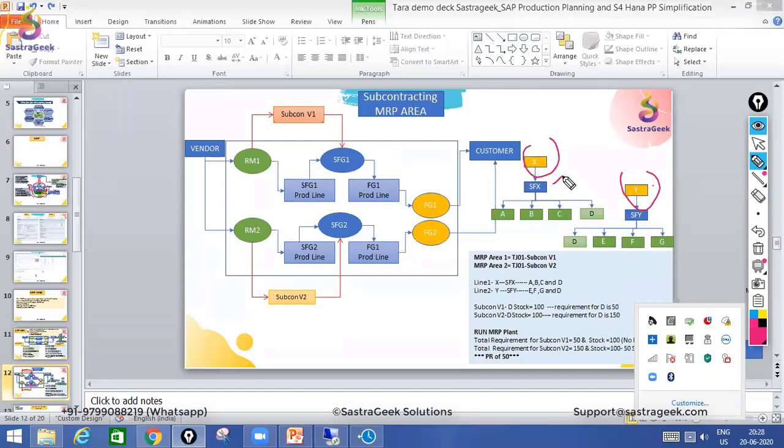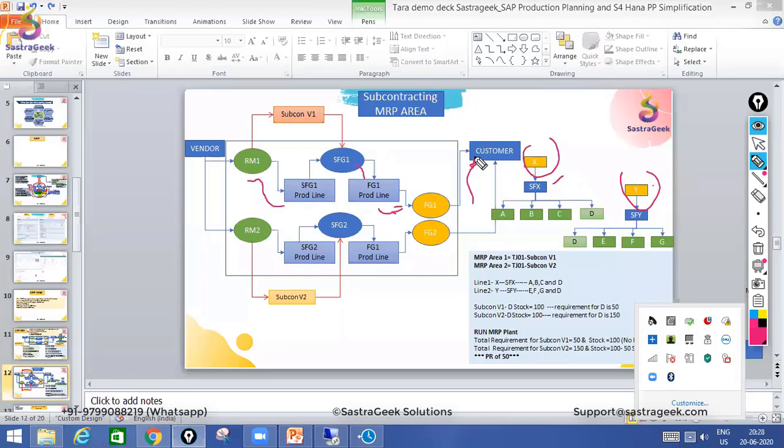Now, if you see here, I'm getting a raw material at the RM1 storage location. I'm going to my production line first, where I'm manufacturing semi-finished material. Then I'm getting the semi-finished material outside. Again, I'm going to my manufacturing line for finished material, and I'm getting a finished material outside, and then I'm selling it to the customer. This is my scenario.